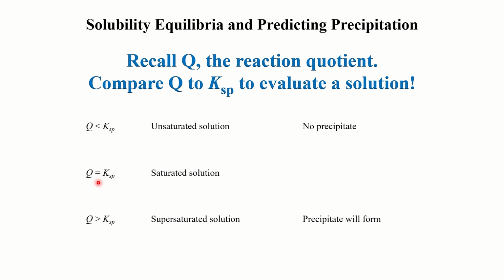If you find that Q is equal to K, this means we have a saturated solution, so there shouldn't be any precipitate. If you find that Q is greater than K, this means you have a supersaturated solution. Remember that if Q is greater than K, the reaction proceeds towards the left. And if the reaction proceeds towards the left in these solubility equilibria problems, that means we're going back towards the solid, and so a solid forms, or more specifically, a precipitate will form.